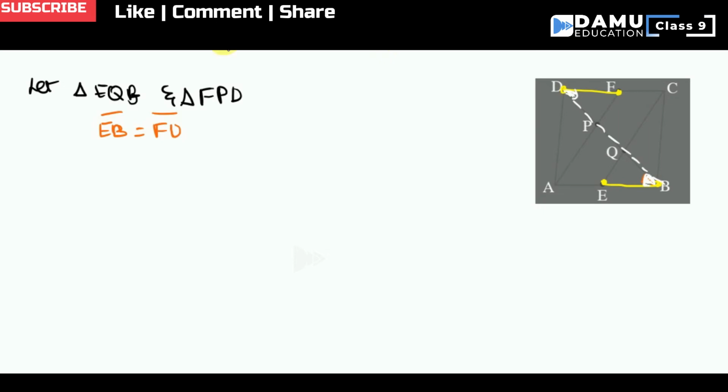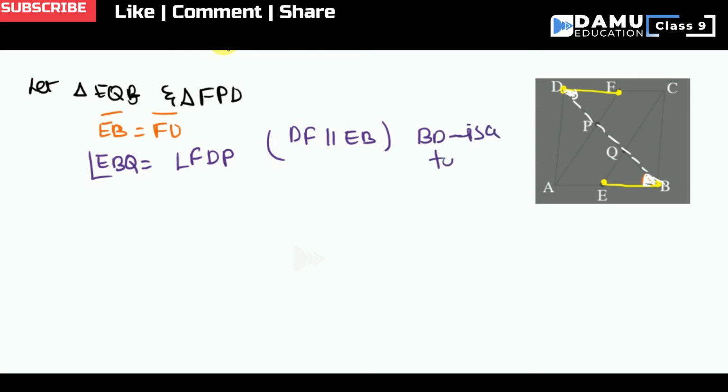So let's write angle EBQ will be equal to angle FDP, since DF is parallel to EB, and BD is a transversal. So one condition we got. What is the next condition?